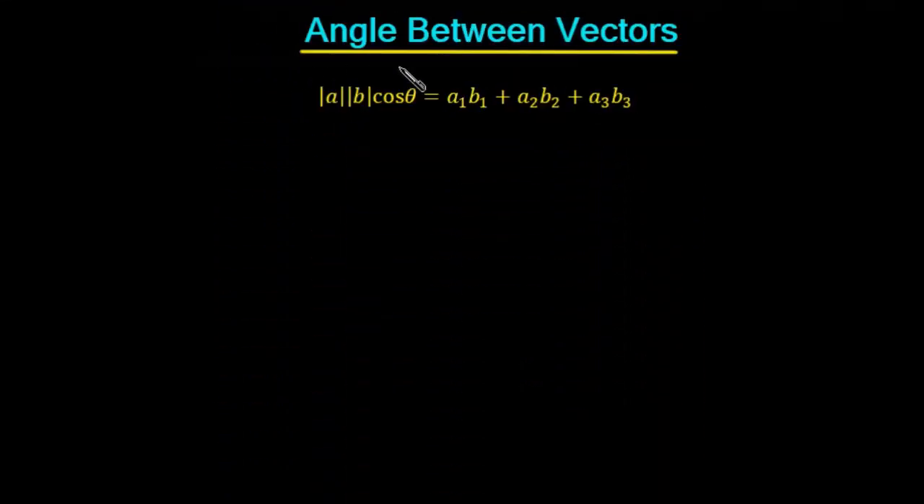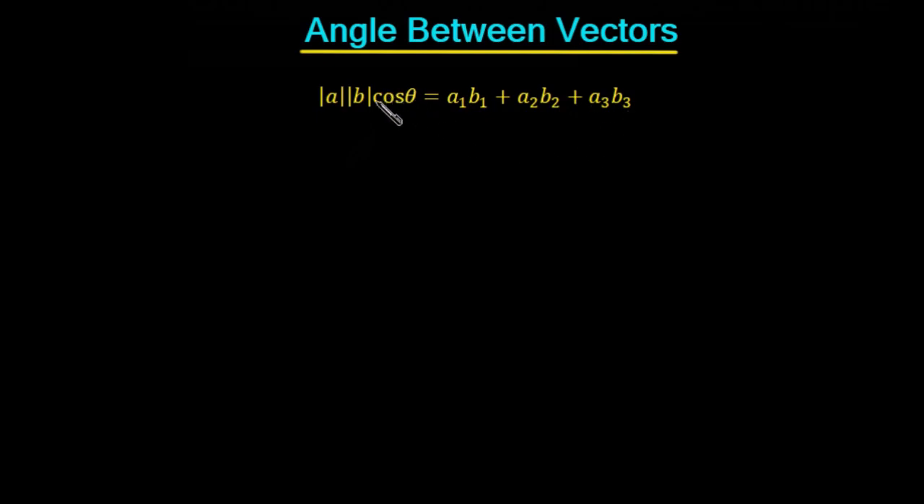So now let's look at how we're going to work out the angle between two vectors, say vector A and vector B. Now we start off with the dot product, and we have seen it in this form here. So we have the length of A times the length of B times the cos of the angle between is equal to A1 B1 plus A2 B2 plus A3 B3.